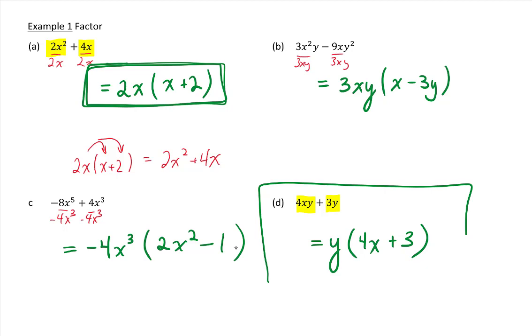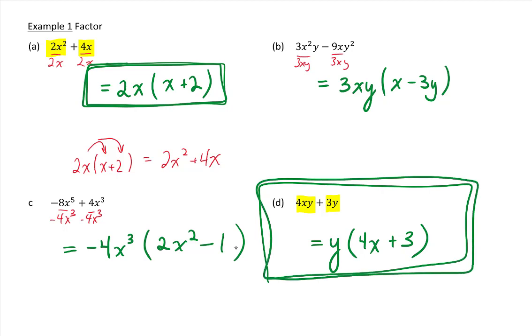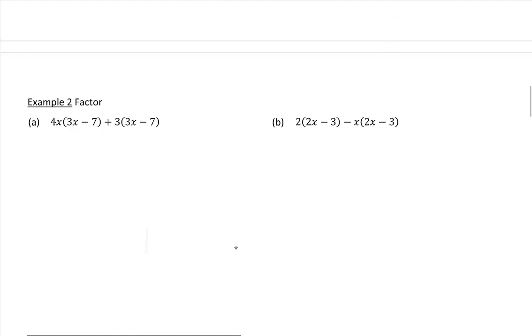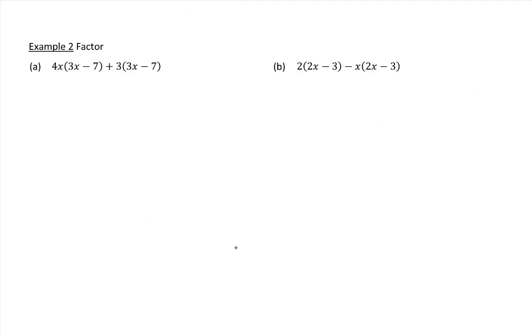This last one is important because it's going to help us with the next example. So if we look at this example, this is exactly the same as above. We had 4xy plus 3y. And this time, instead of having a y here and here, we have a 3x minus 7. So what we are saying is that we have 4x times 3x minus 7 plus 3 times 3x minus 7. So our common factor is 3x minus 7. If we divide out that common factor, we're left with 4x plus 3.